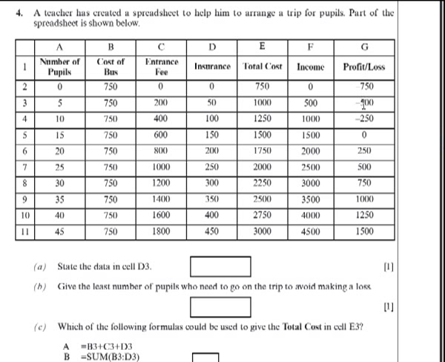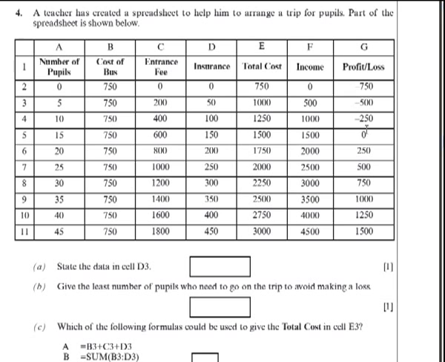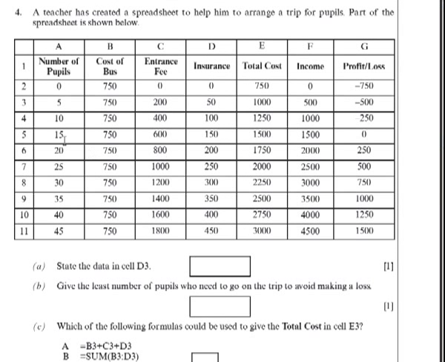If we move down this, the first one that comes to 0, so therefore it is avoiding making a loss, is 15. So the least number of pupils who need to go on the trip to avoid making a loss is going to be 15.